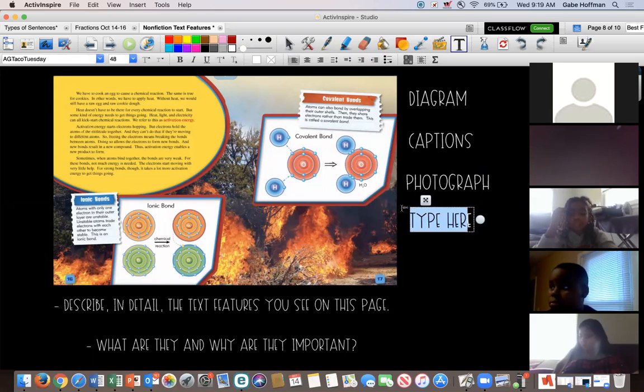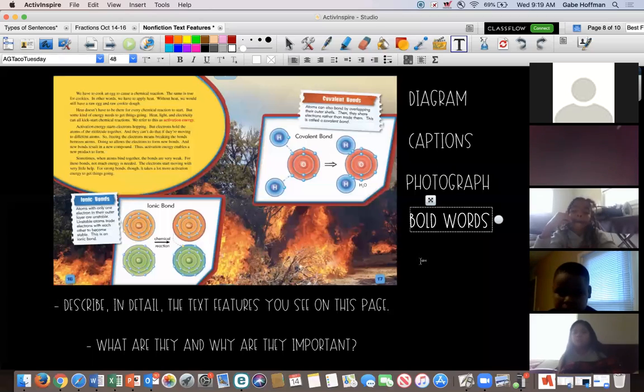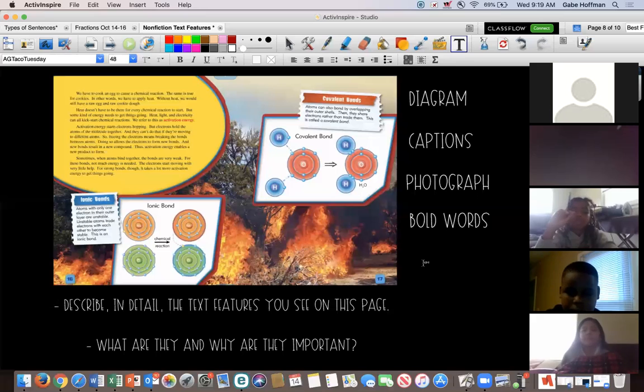So let's talk about why the author put those text features in there. I'm going to read the actual page to you, and then we're going to talk about why they might have put those in there. It says, we have to cook an egg to cause a chemical reaction. The same is true for cookies. In other words, we have to apply heat. Without heat, we would still have raw egg and raw cookie dough. Heat doesn't have to be there for every chemical reaction to start, but some kind of energy needs to get things going. Heat, light, and electricity can all kickstart chemical reactions.